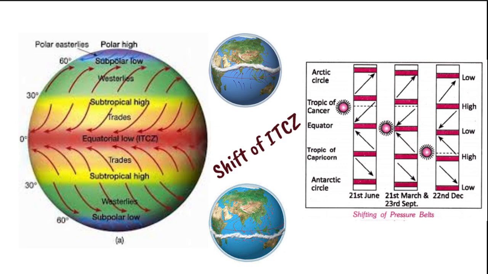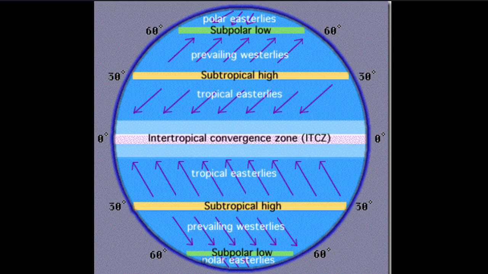Again, during winter, when the sun shines vertically above the Tropic of Capricorn, then all the pressure belts shift 5 to 10 degrees towards the south. Now, as the position of the pressure belts shifts, the wind movement across the pressure belts changes its track. Now, in the beginning of the video, I called this the ITCZ theory.